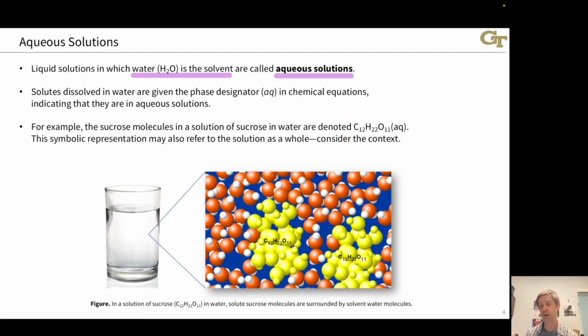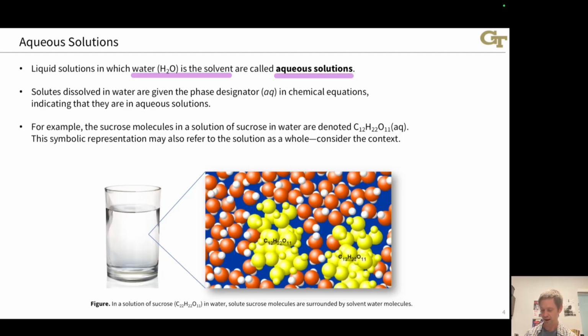The mental image here is not solid sucrose, but something like this: sucrose dissolved in water. So each of those individual sucrose molecules is surrounded by, or bathed in, you could even say, in the context of a liquid solution, water molecules.